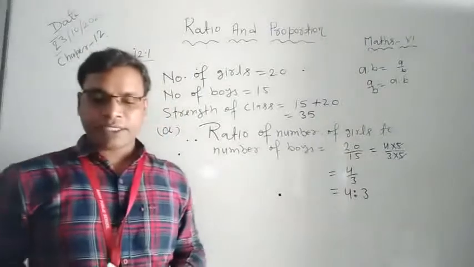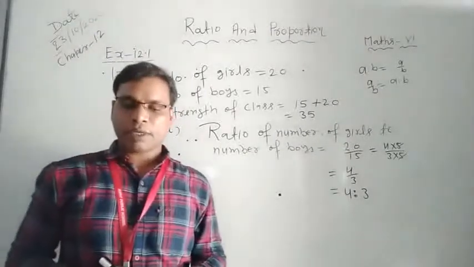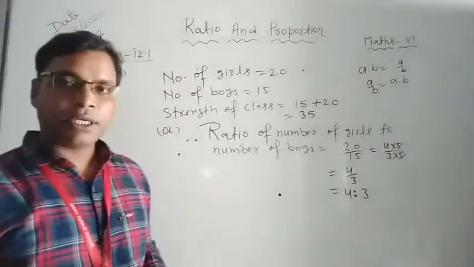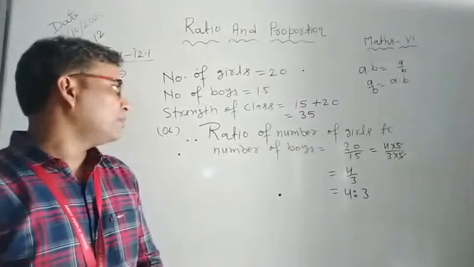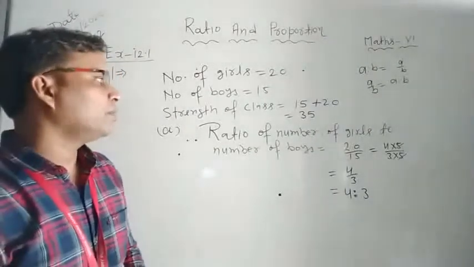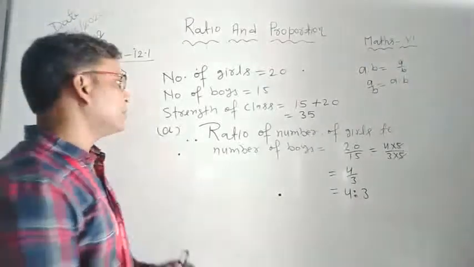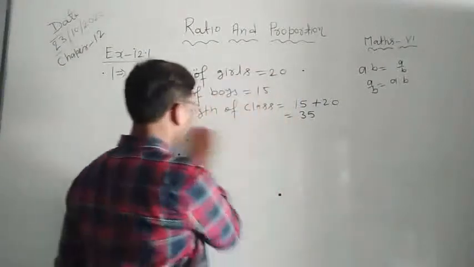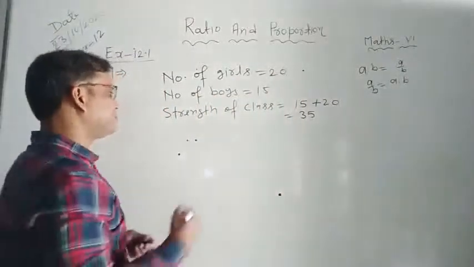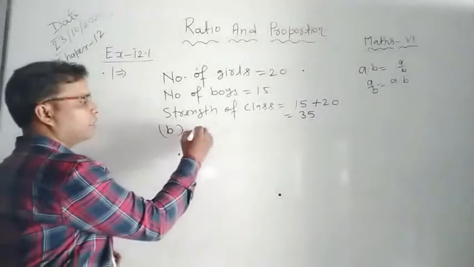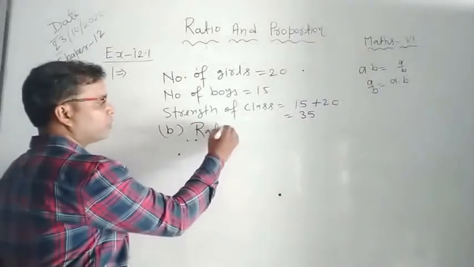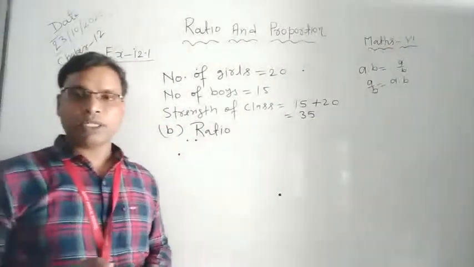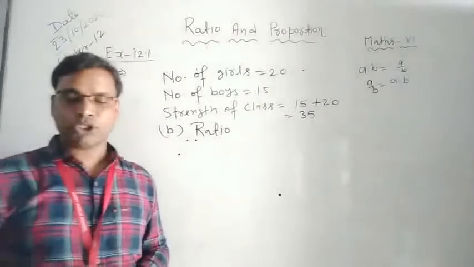Now the second part is: what is the ratio of the number of girls to the total number of students in the class? So we find the ratio of the number of girls to the number of total students. Okay, so let's see. B part. In B part, we need to find a ratio. Which ratio do you need to find in B part? The ratio of the number of girls to the total number of students.